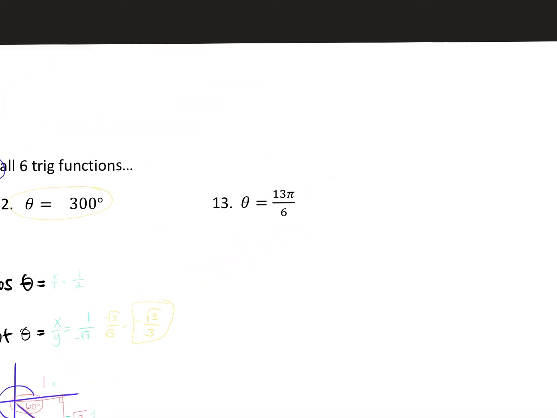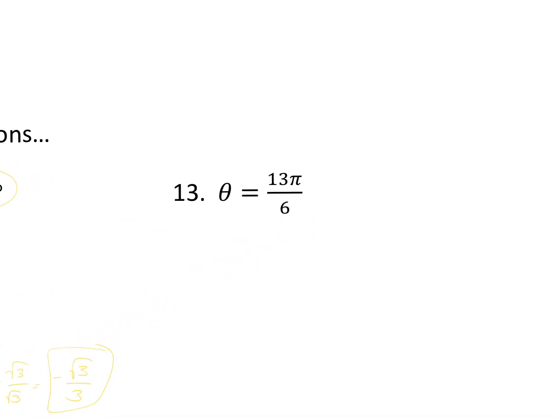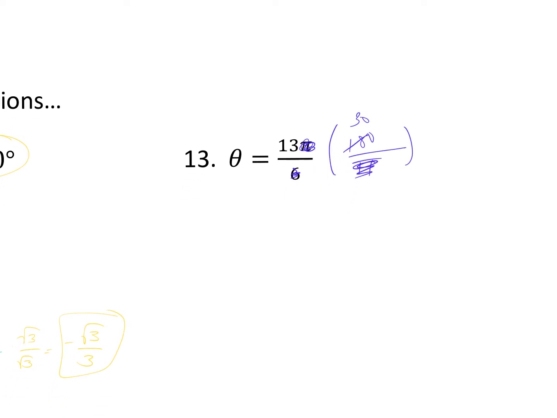Same thing goes, let's do this one. 13 pi over 6. Well, the easiest way to attack this is to go ahead and convert it. So when I convert, I have pi down here, 180. This cancels, right? This cancels. How many times does 6 go into 180? 30 times. And then what's 13 times 3? 39. So 13 times 30 is 390.